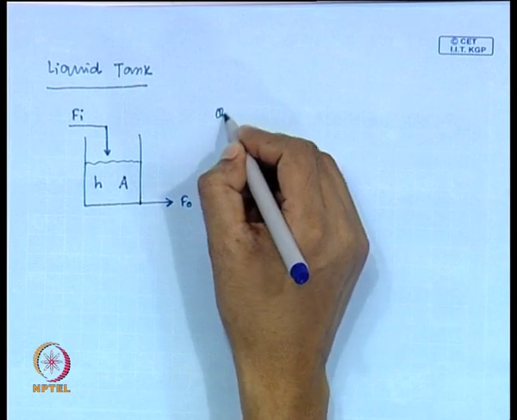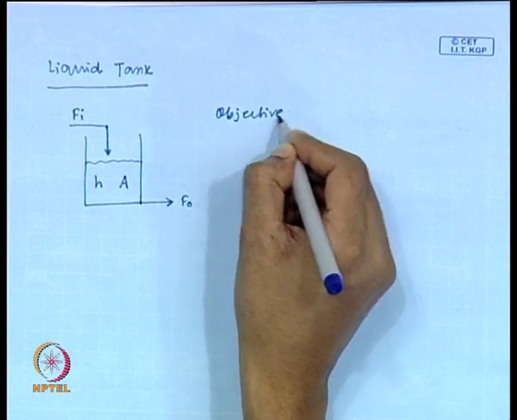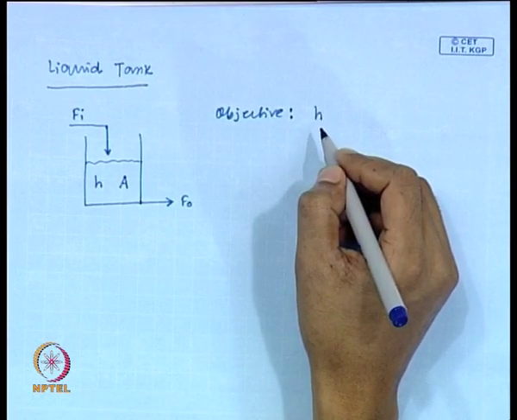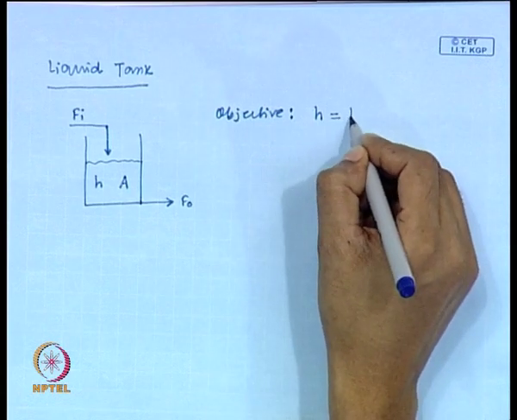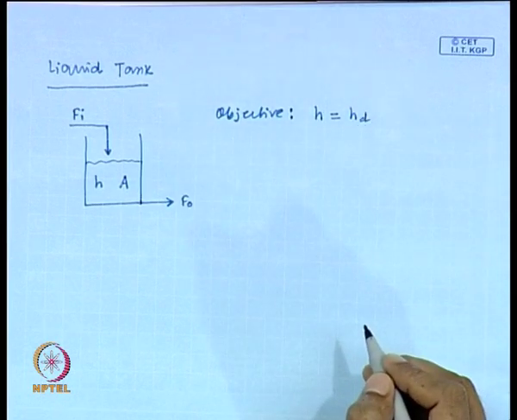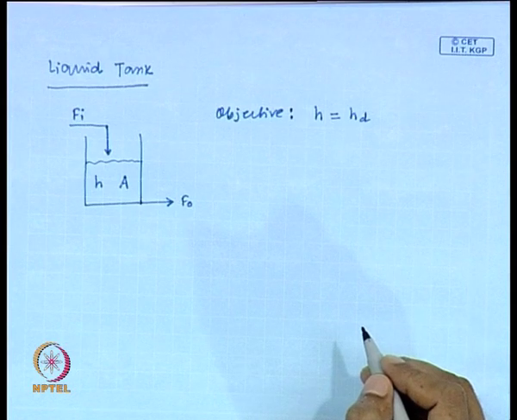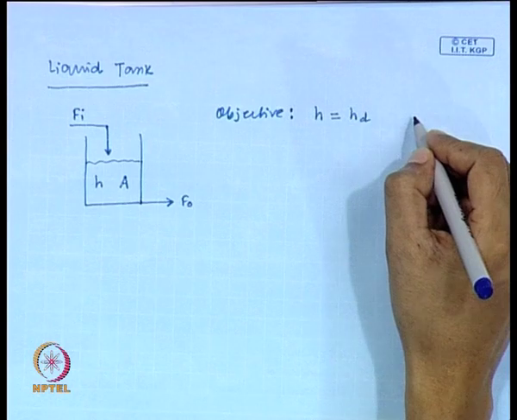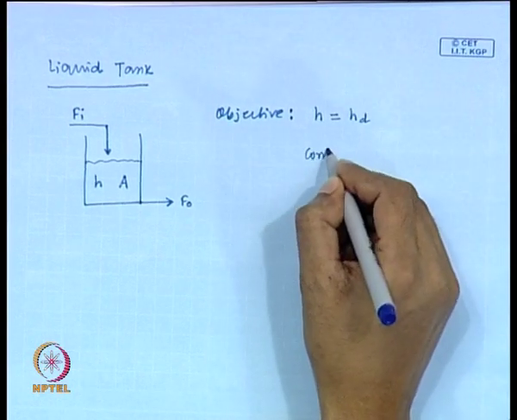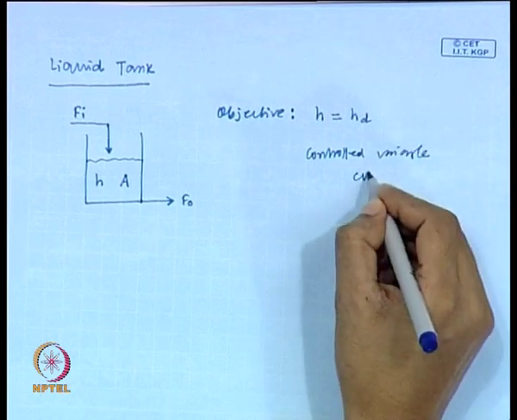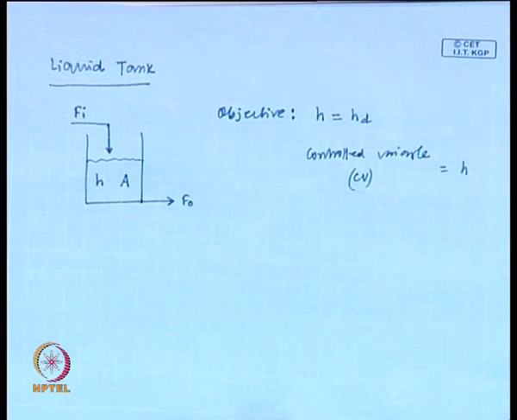So, what is the objective of this process? The objective of this process is to maintain the liquid height in the tank at its desired value Hd. This is the objective of this tank system. Now, here the control variable is height. The control variable we will represent by Cv. The control variable Cv here is liquid height.